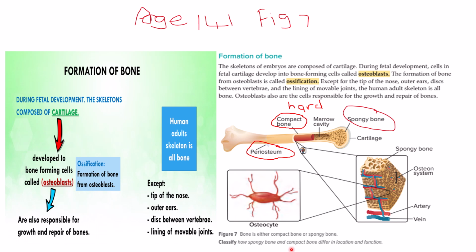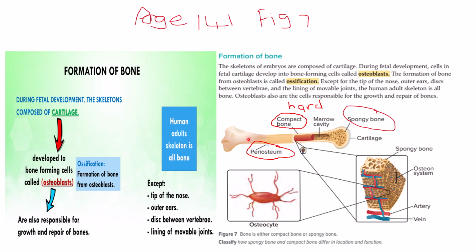Figure 7 is about the structure of the bone. Bone is mainly made of spongy bone and compact bone, and you need to know the structure of the spongy bone and compact bone. And what are the bone cells? Mainly you have osteoblasts and osteoclasts. They are the bone forming cells and bone killing cells. The process of formation of bone is called ossification, which is done by the osteoblasts. So the structure of the bone also needs to be remembered.